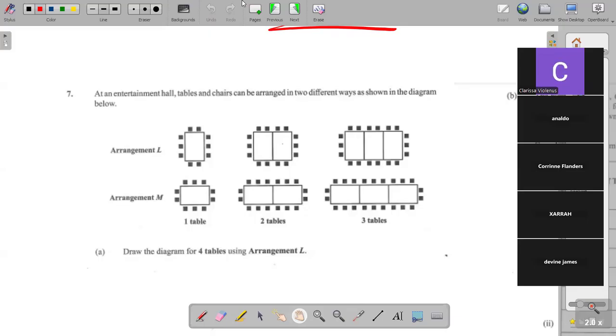Ladies and gentlemen. Okay, I'm going to write the answer. I'm going to draw the answer. So all you're going to tell me is if you get your 2 marks or you don't get your 2 marks.